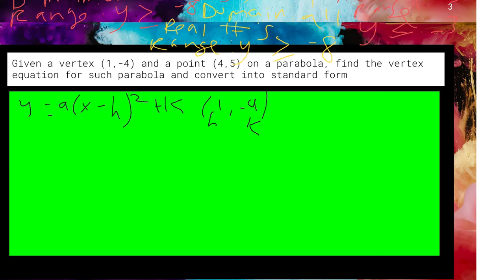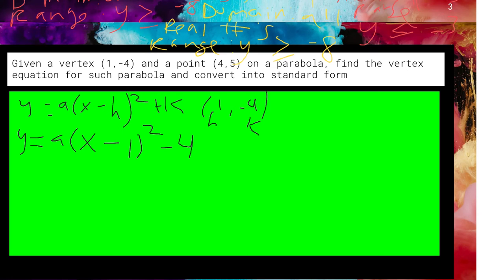And so now we're going to plug it in. So we have y equals a parentheses x minus my h. Well, my h is a 1, but remember, we do the opposite. So in this case it's going to be -1 parentheses squared plus k. My k stays the same. So this is a -4. So I'm going to take off that plus and do -4 because my k is a -4. Now, this isn't quite the vertex form because we still need to know what a is.